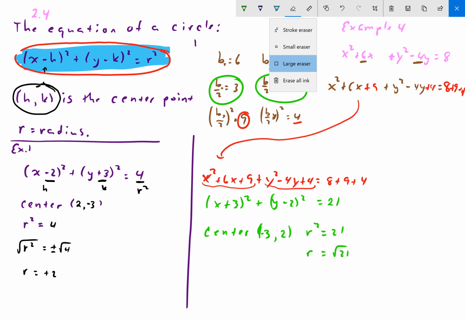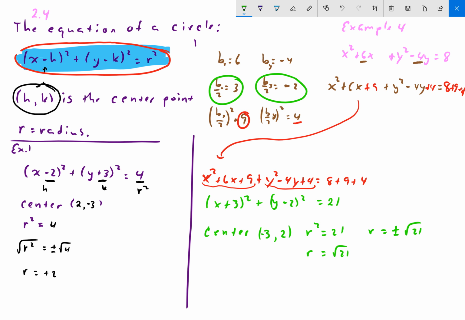I want to make sure that I am very clear about this. We are allowed to say the radius is not plus or minus radical 21, although you did solve that quadratic. It's because the radius has to be positive, which is why we don't bother with the negative sign.